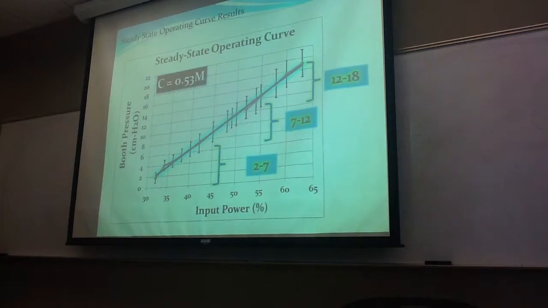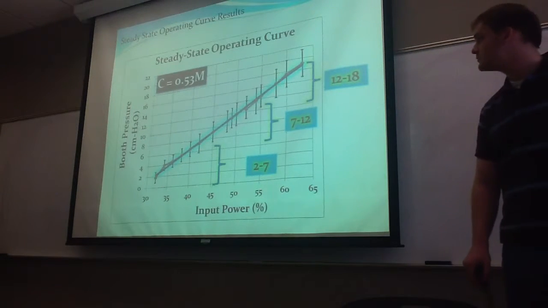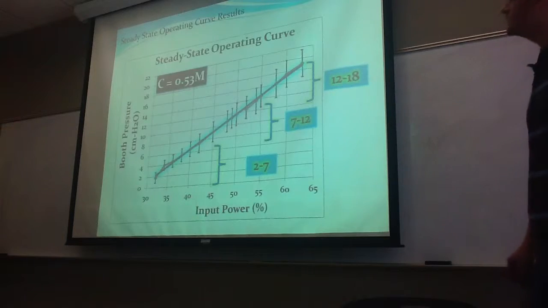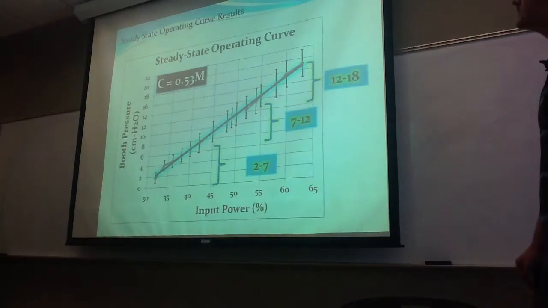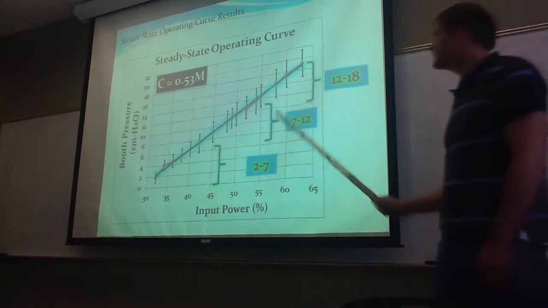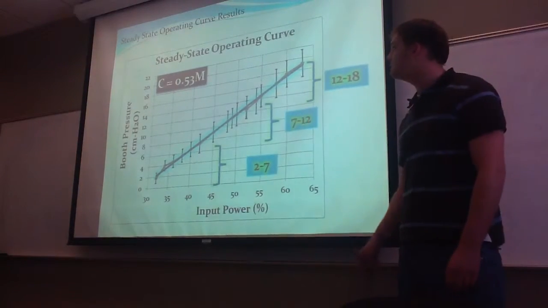This is our steady-state operating curve between 2 and 18 centimeters of H2O. This purple line here, the line of best fit, had a slope of 0.53.